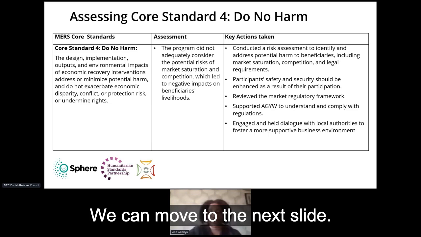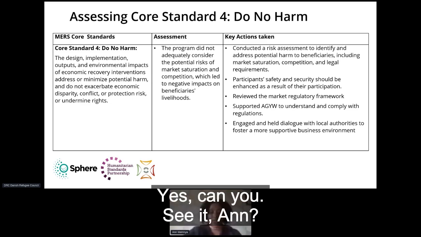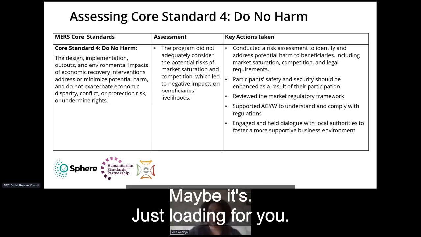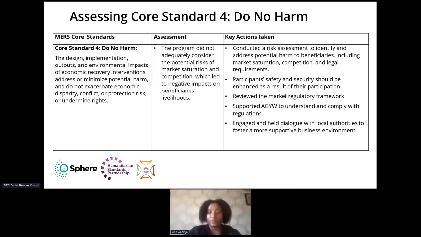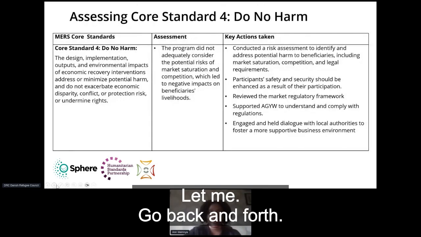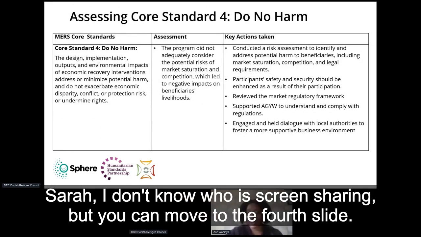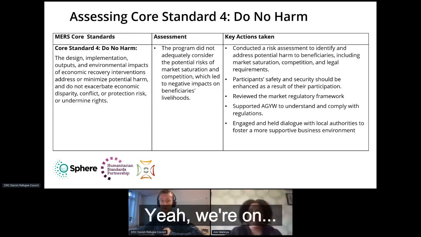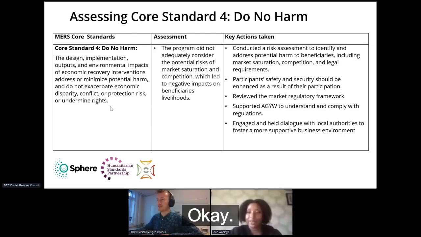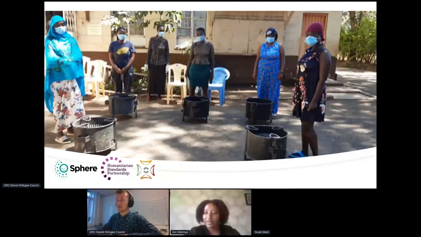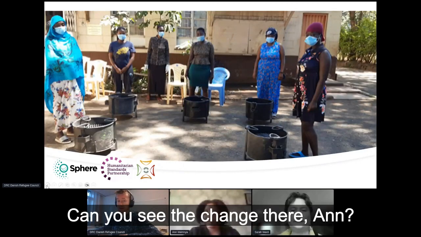If we can move to the next slide, maybe it has... Yeah, can you see it, Anne? Maybe it's just loading for you. So, do no harm. Let me go back and forward. Sarah, I don't know who is screen sharing, but you can move to the fourth slide. I don't know. Yeah, we're not on it. Okay, can you see the change there, Anne?